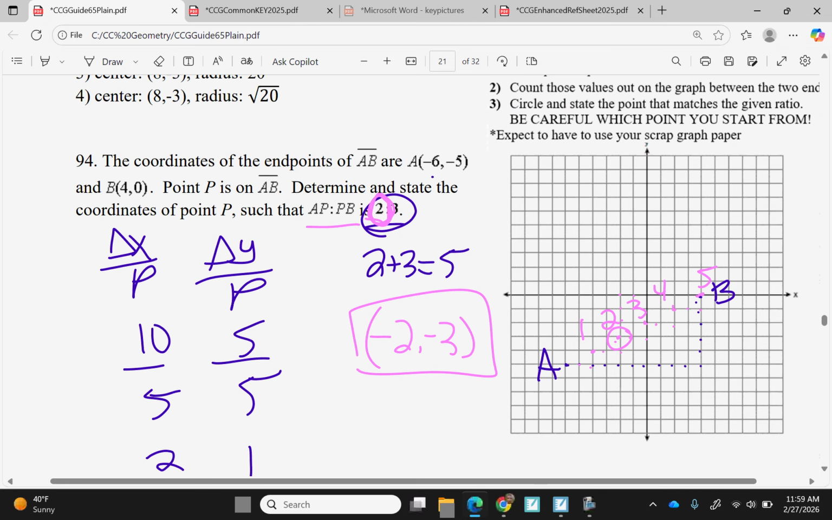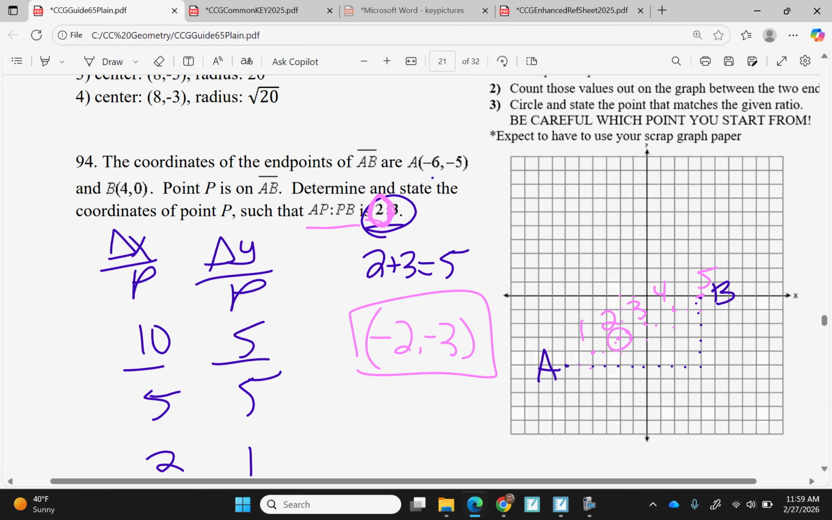Partitions: delta x over p, delta y over p. Use the attached graph paper if needed. The answer is what comes first in the ratio.